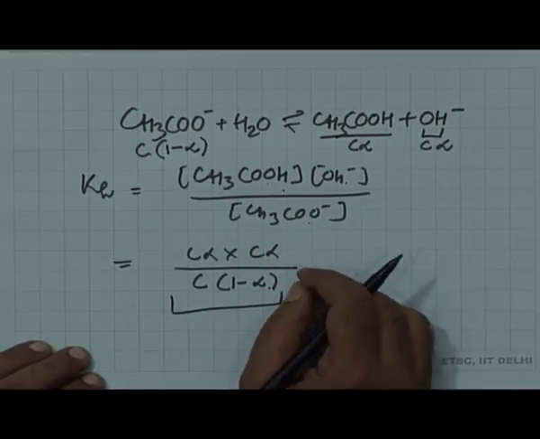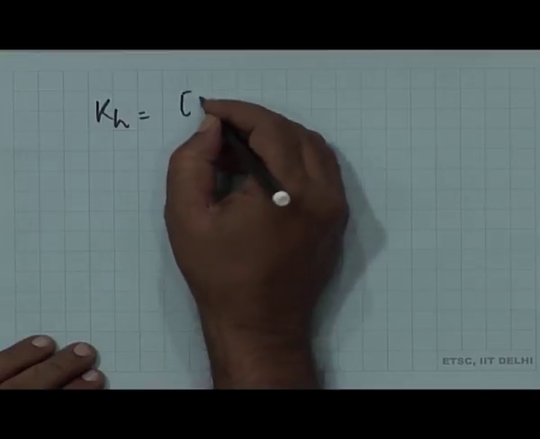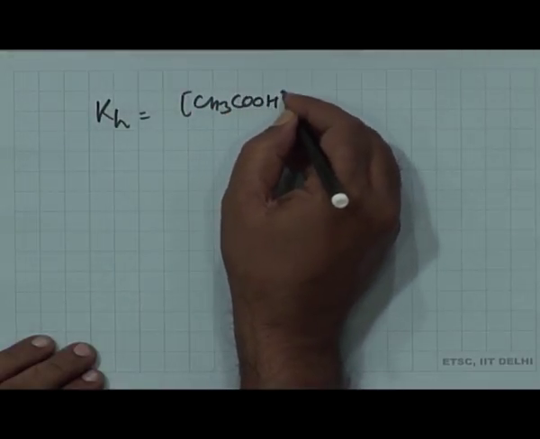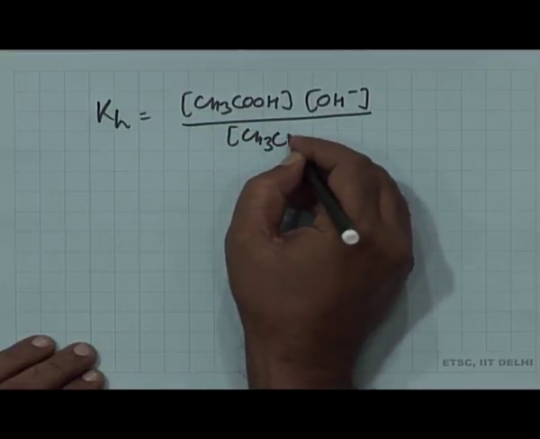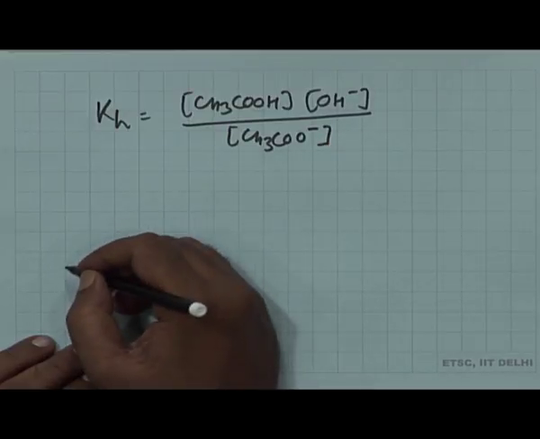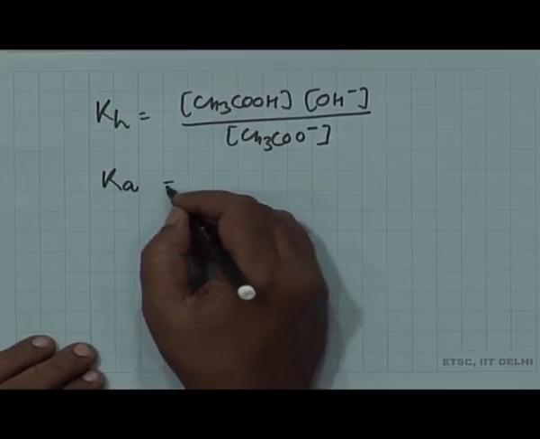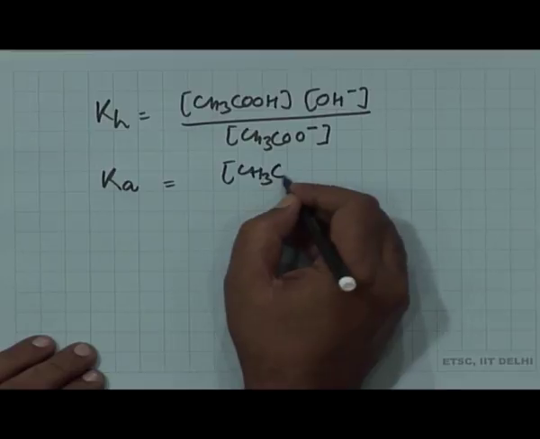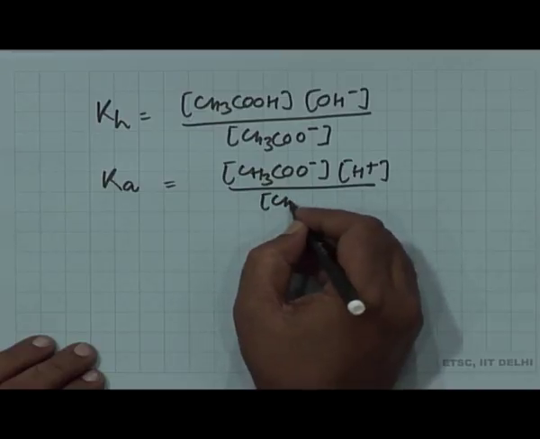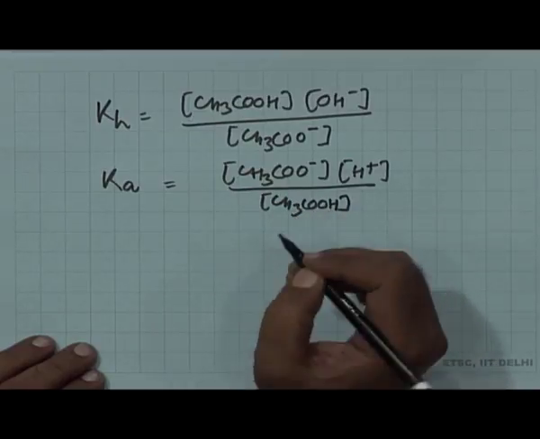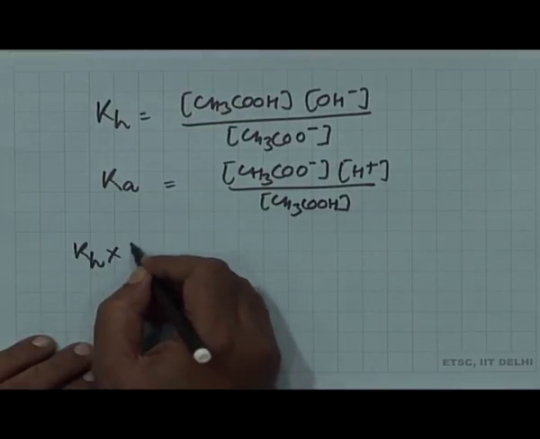Now, let us write KH. KH is CH3COOH into OH minus divided by CH3COO minus ion. And we also know the acid dissociation constant of acetic acid, which is CH3COO minus into H plus by CH3COOH. Now, let us multiply KH into KA.